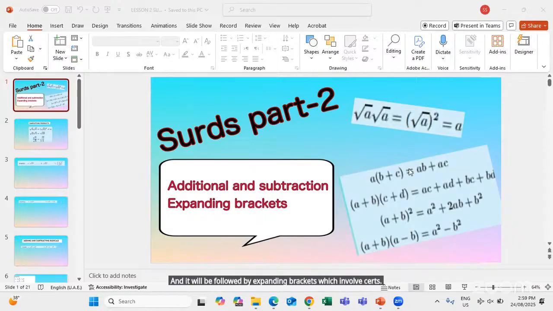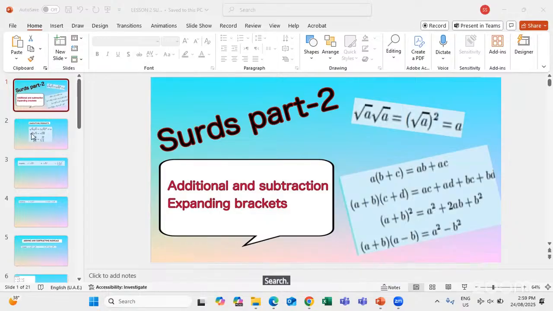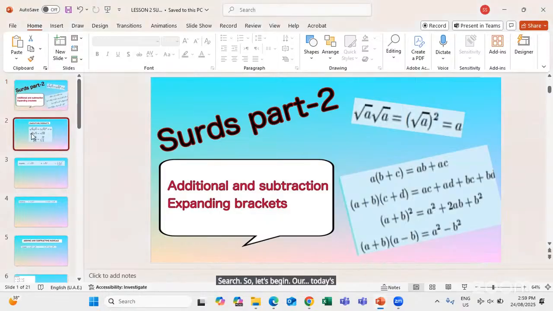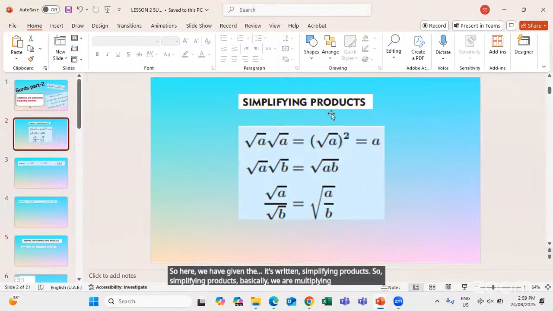These kinds of expressions will be there, like expansion of brackets, but a, b and c here, some of them will be in the form of surds. So let's begin today's lesson. Here it's written simplifying products. So simplifying products, basically we are multiplying, and then whatever result comes, we will try to simplify it, make it as simple as possible.